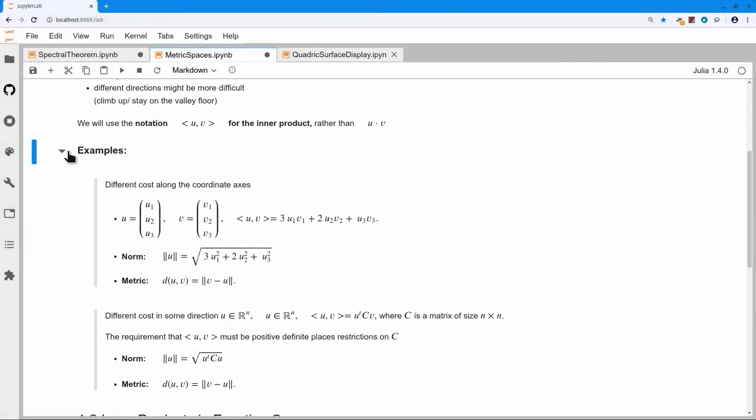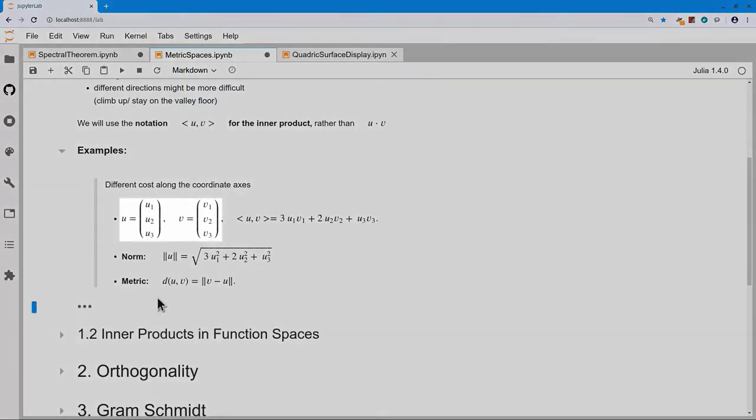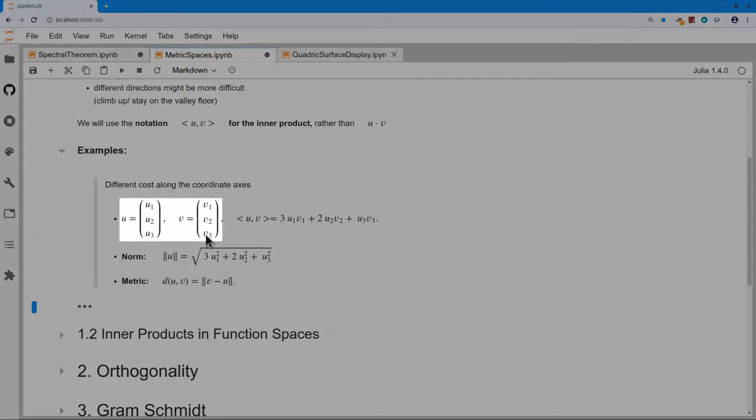So let's consider two examples. The first one is I'm in R^3, I have two vectors u and v. However, in my inner product, I'm now going to emphasize that direction 1 has a much higher cost associated with it compared to direction 2, compared to direction 3. So the inner product of u and v is going to be a factor 3 times u1 v1, a factor 2 applied to u2 v2, and a factor 1 applied to u3 v3.